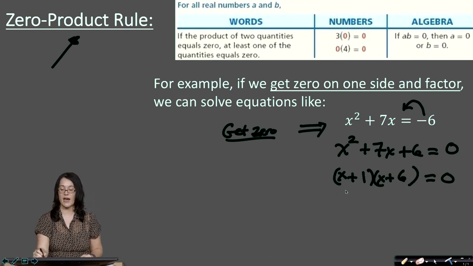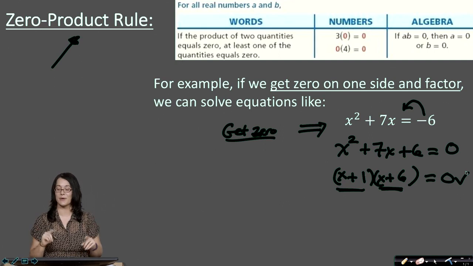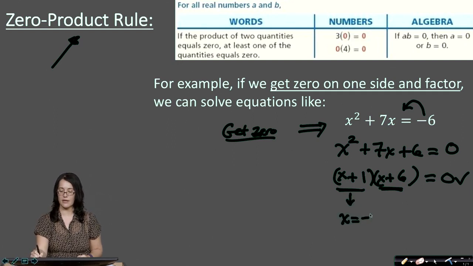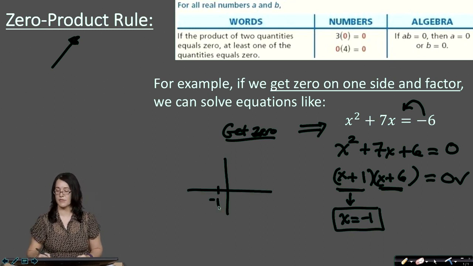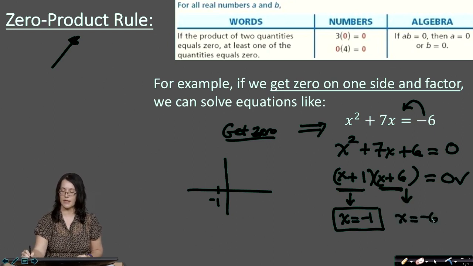Okay. Once you have factor times a factor equals 0, it only works if it's equal to 0, right? The zero product rule applied. If you look back at our last video, we ended with that as well. Set each factor equal to 0, you'd get x would either equal -1, so that could be 1 x-intercept. So on a graph, for example, if this is -1, that could be 1 x-intercept. And x plus 6 equals 0 would mean that x would equal -6.